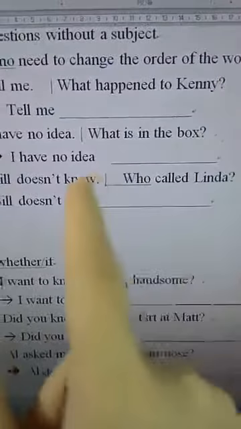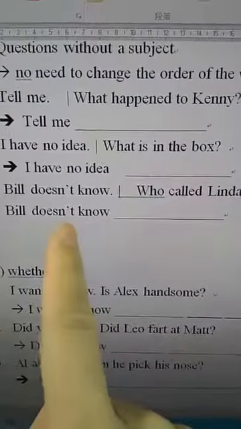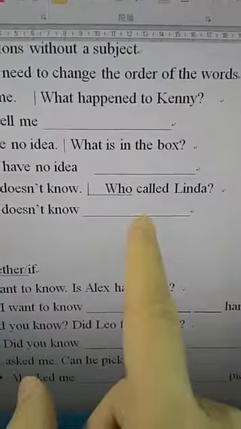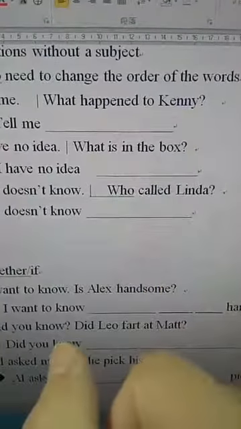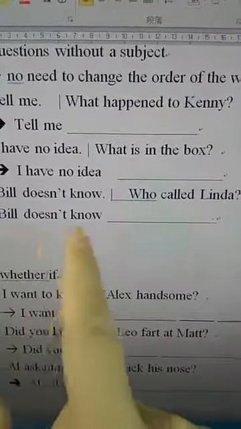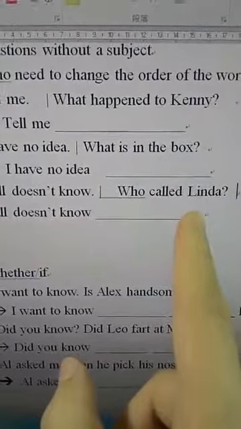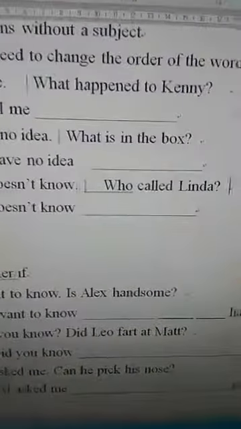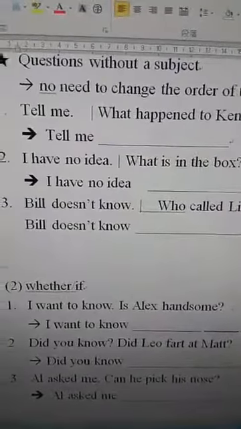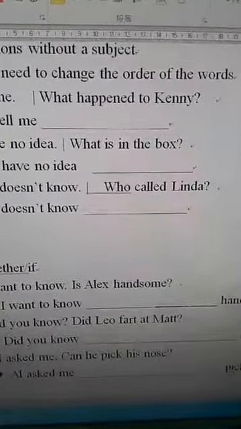Then what should we do? No need to change the order of the words, okay? So the answer is Bill doesn't know who called Linda. Please don't say like this: Bill doesn't know who Linda called. This is incorrect, okay? So this is a very important sentence pattern for you to learn.